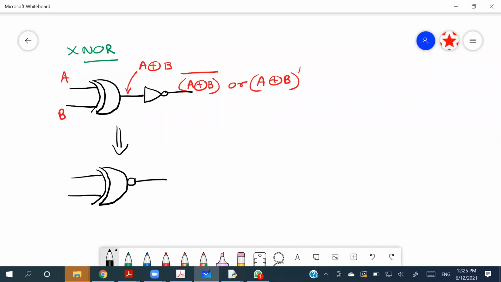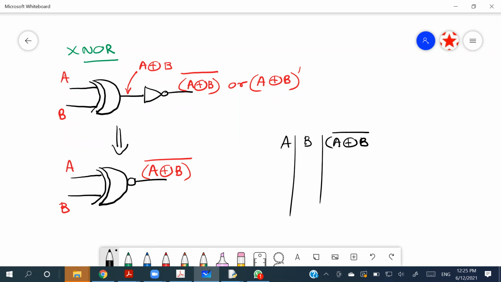Don't draw the first symbol. It is to clarify how things happen, right? So this is A XOR B total bar. So if you think about the truth table, we got A, we got B, we got A XOR B complement. So it's going to be 0, 0, 0, 1, 1, 0, 1, 1.